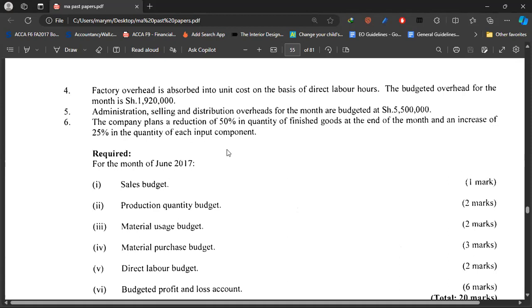Required for the month of June 2017: 1, sales budget. 2, production quantity budget. 3, material usage budget. 4, material purchase budget. 5, direct labor budget. 6, budgeted profit and loss account. Can you please scroll down?